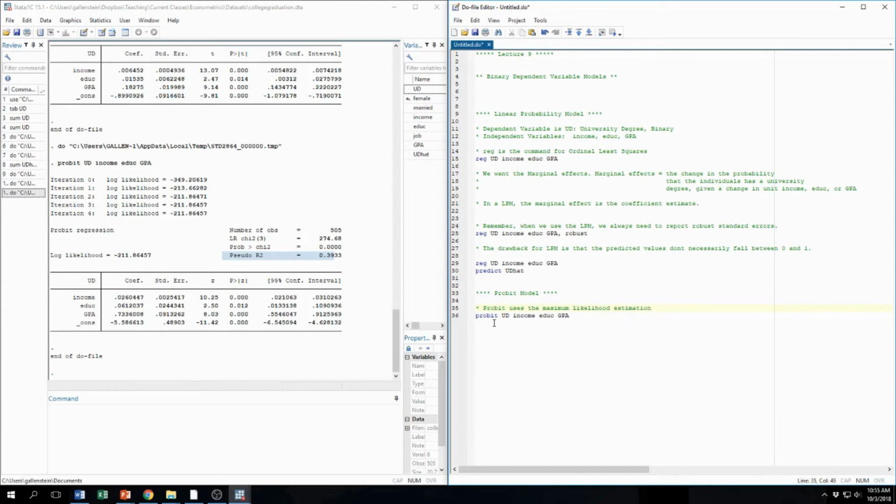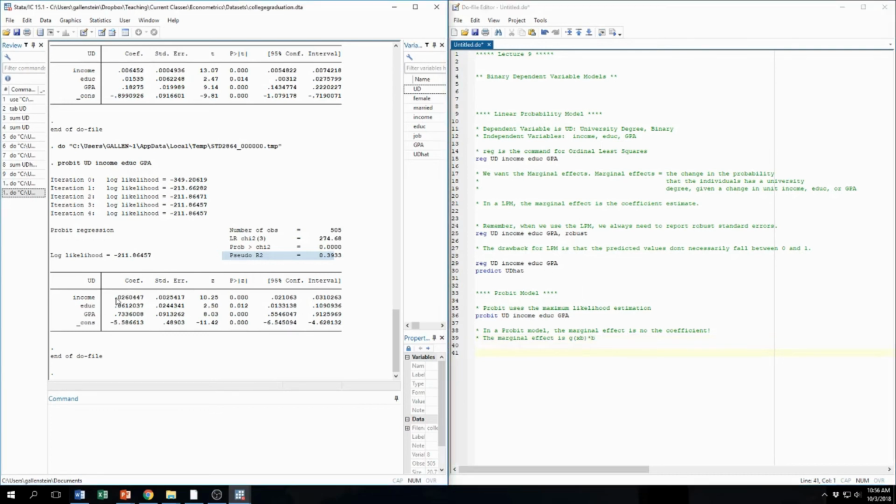Now, let's remember, in a Probit model, so now we're going to talk about interpreting these results. In a Probit model, the marginal effect is not the coefficient! The marginal effect is that g function times the coefficient. So now the question is, how do we get the marginal effects?